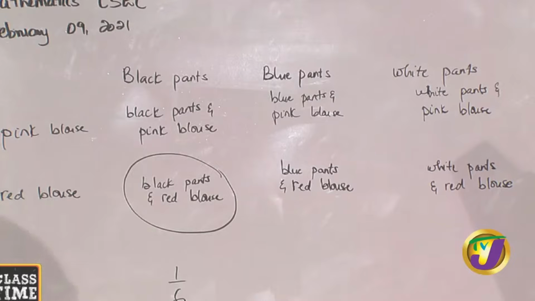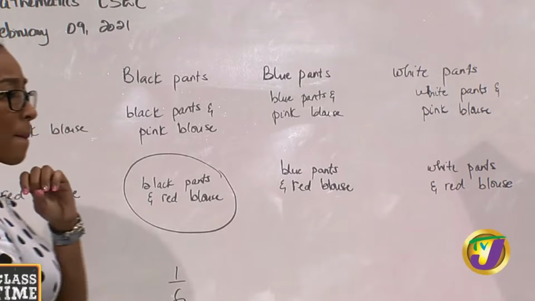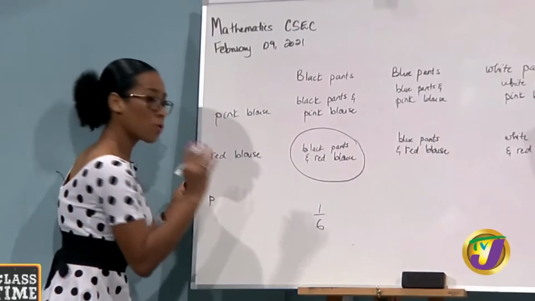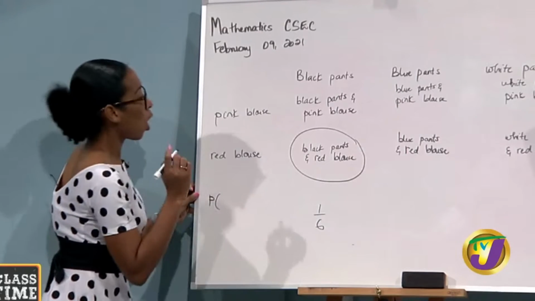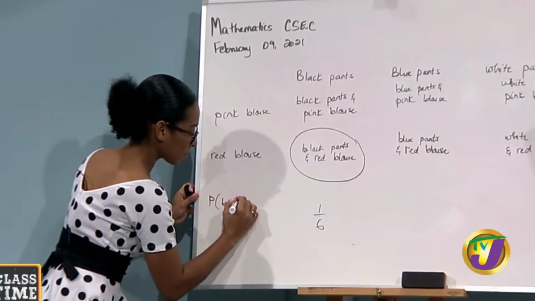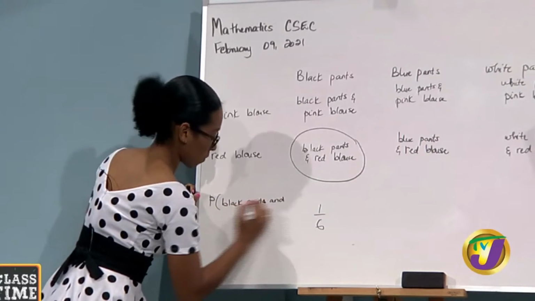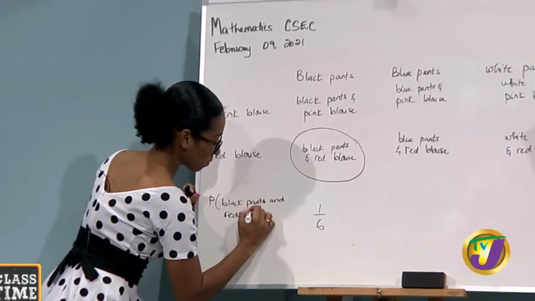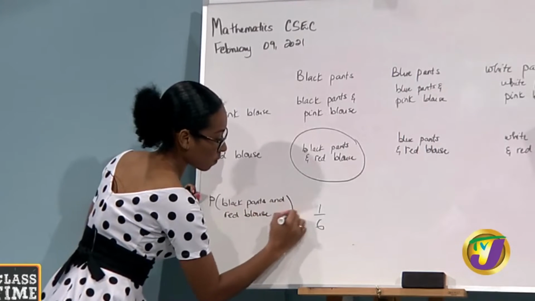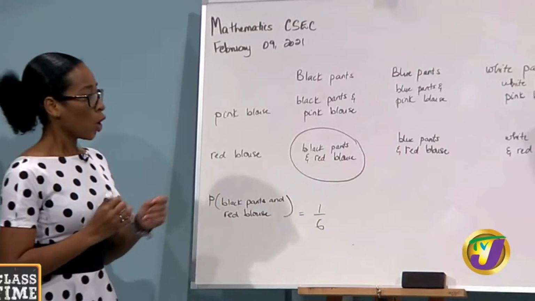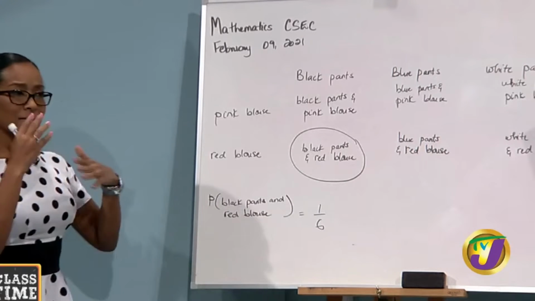Two independent occurrences. All right. Can we do this another way? We probably can, because math is awesome. Math can simplify. So let me write it. Our probability of black pants and red blouse gives us 1/6. Excellent. Now let us think carefully.